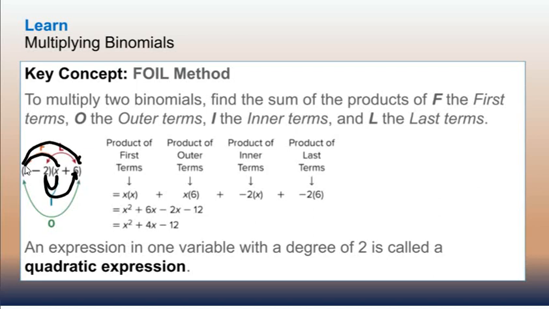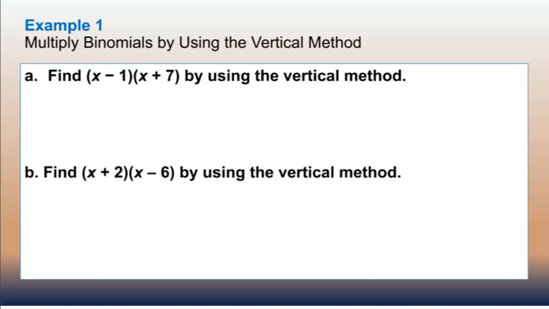Your answer, or your product for this, would be called a quadratic expression because your leading degree would be an x squared. So our answer would actually be a quadratic trinomial because we have 3 terms with a degree of 2. So let's practice using both the vertical method and the horizontal. The first one I'll do vertically, and then the second one I'll do with the FOIL method.